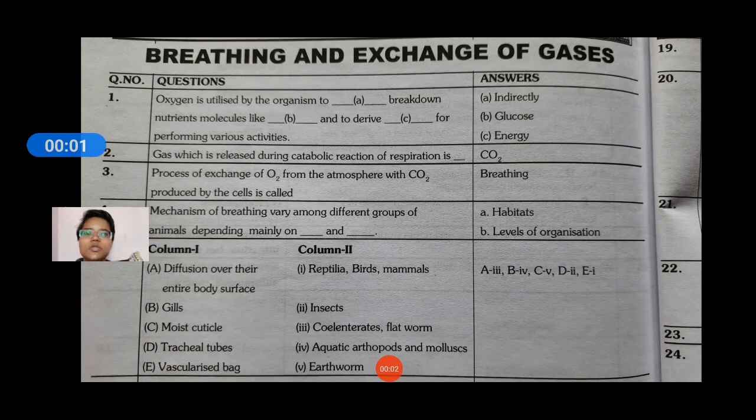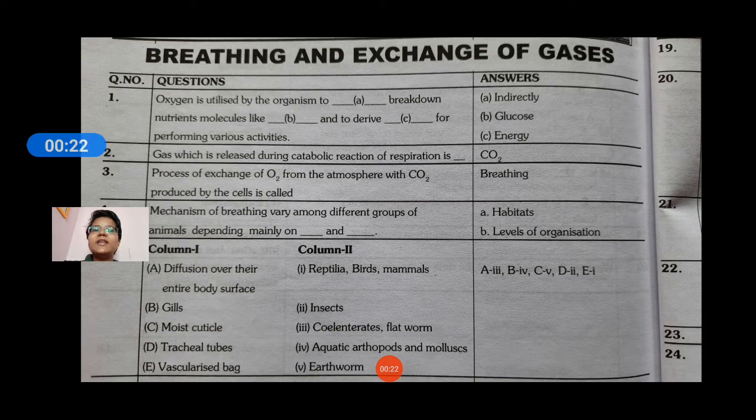So hey students, today we are going to do some MCQs from breathing and exchange of gases. So let's get started. Oxygen is utilized by the organism to indirectly break down nutrient molecules like glucose and to derive energy for performing various activities.